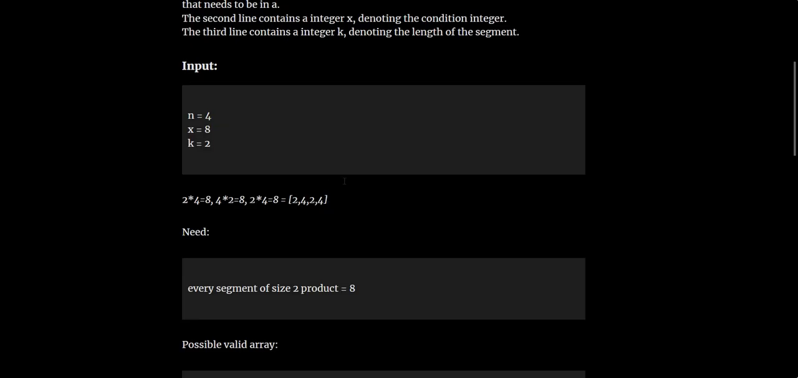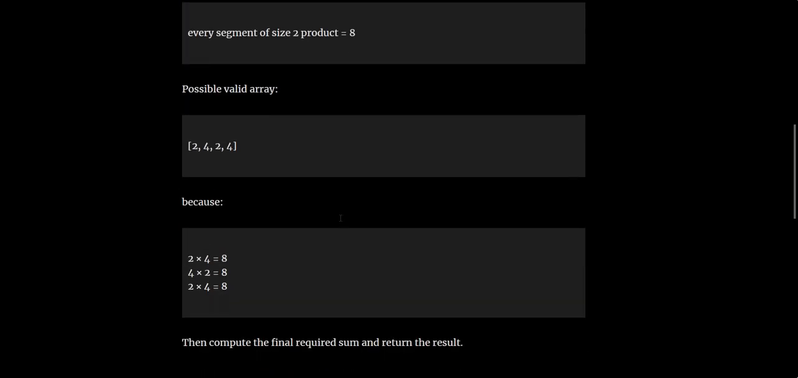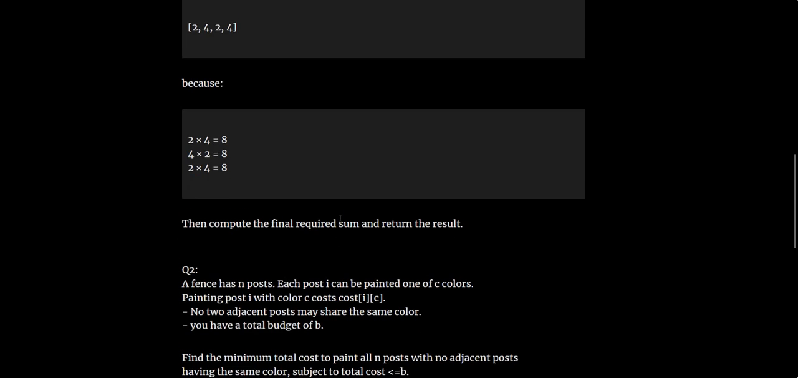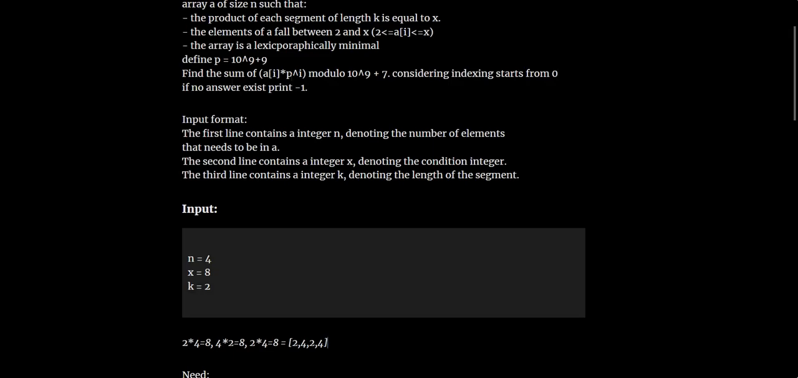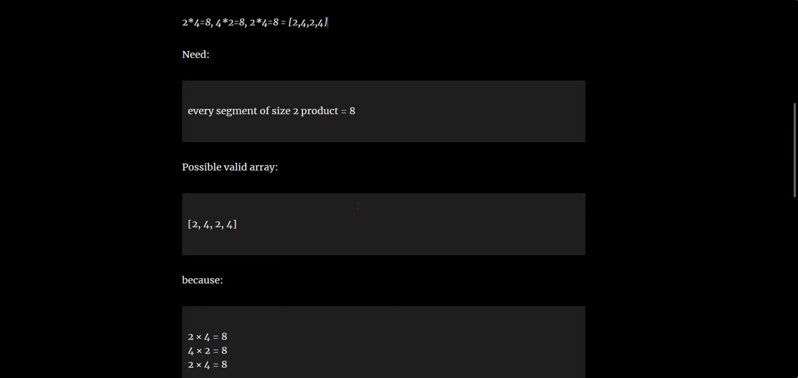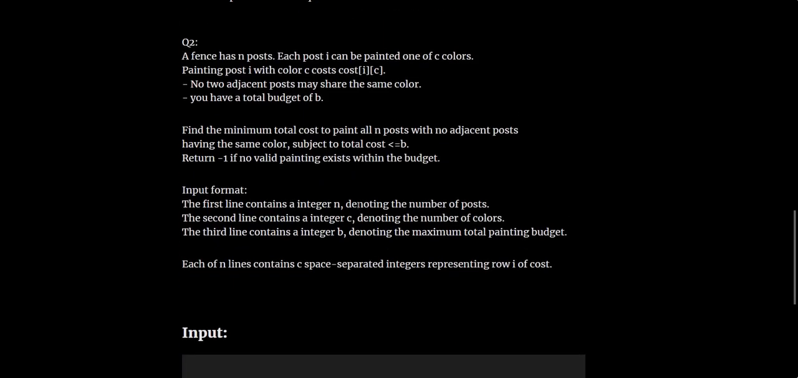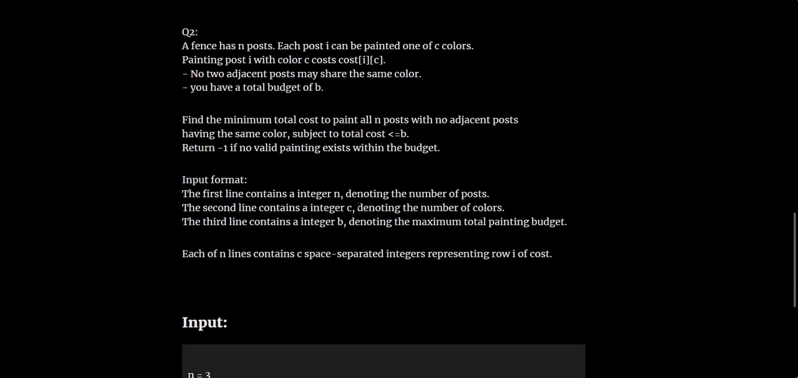and later you just need to compute the sum. So here they have mentioned you need to find the sum. For that you can directly apply array of I into p raised to I, and modulo you can find this and you can just return the sum. If no answer exists, you can print -1. So this was the first coding question, and coming to the second coding question.